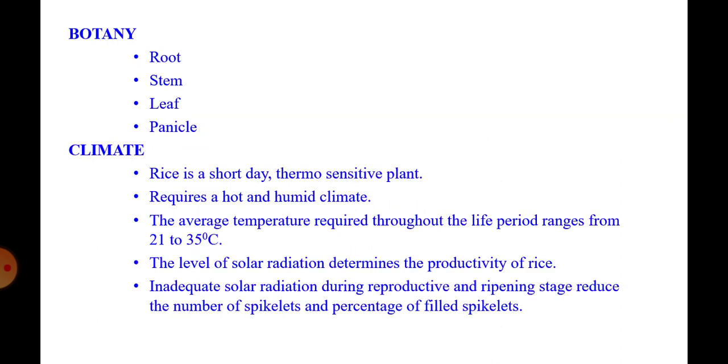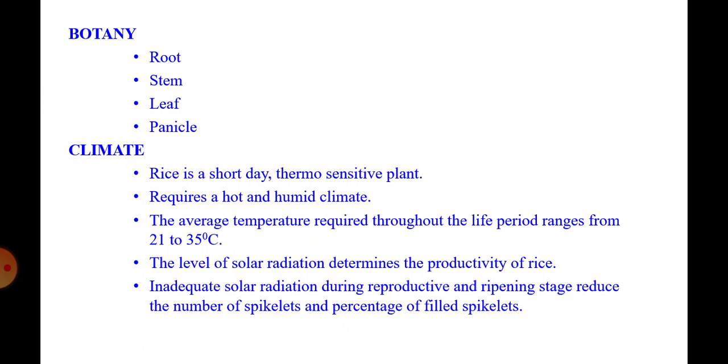Now we will see the botany of this rice crop. Botany covers root, stem, leaf and panicle. Like other annuals of Gramineae, the rice plant has a jointed stem, flat leaves and terminal panicles. Roots: after sowing, the rice seed gives out seminal roots from the radicle. These are temporary roots. The real roots are adventitious, produced from the lower nodes of the culm.